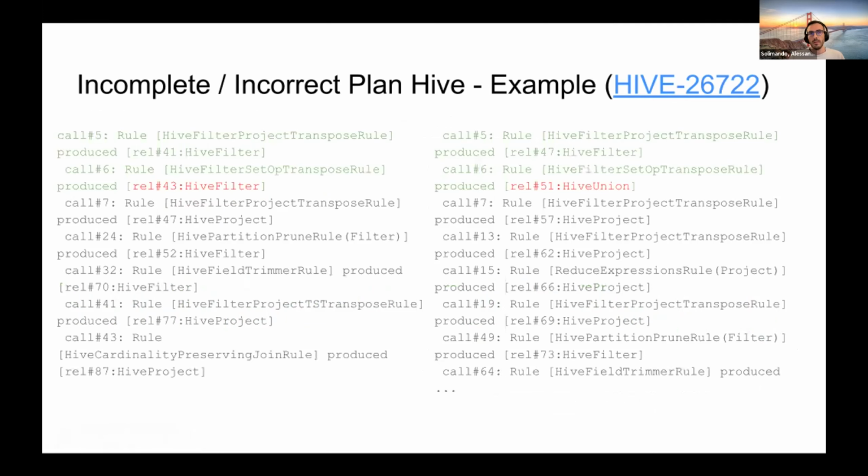So the first reflex was to have a look at the rules that were applied. And we were lucky enough in this case, of course, after reducing the reproducer to a minimal state, to see that the rel kind produced by the very second rule that was applied was different. So we have a HIVE union in the OK case and a HIVE filter in the KO case. Since we are looking at the HIVE union that is disappearing, it was pretty obvious that the root cause was in a HIVE filter setup transpose rule.